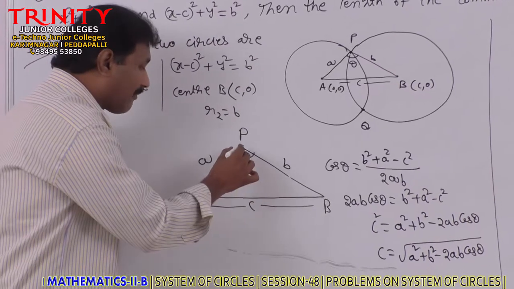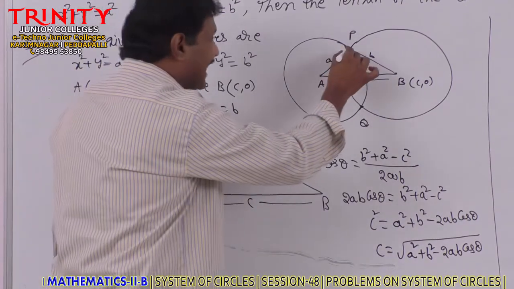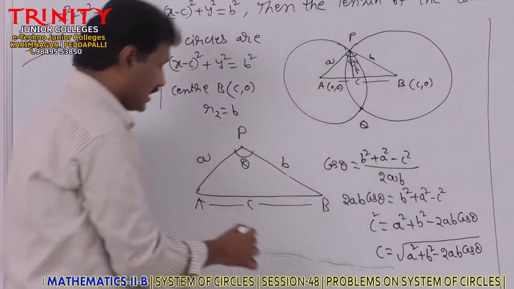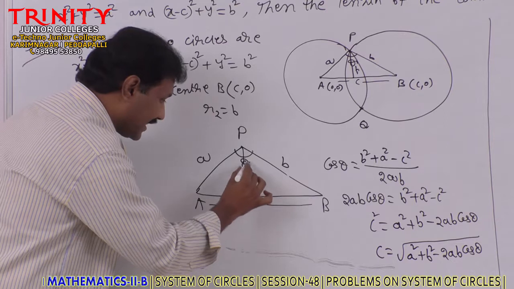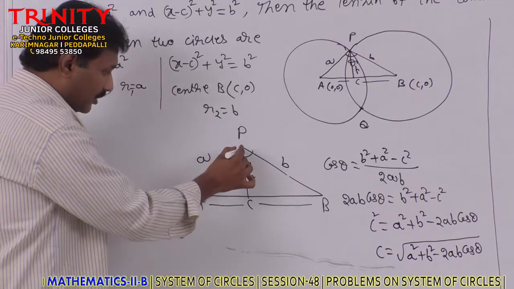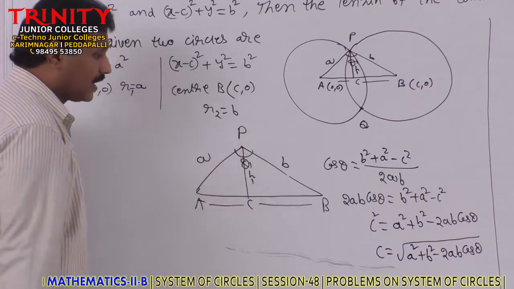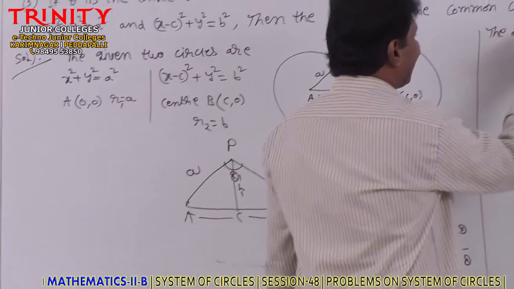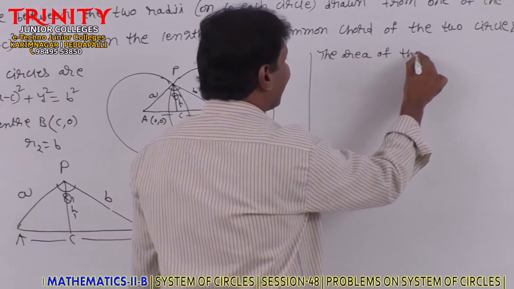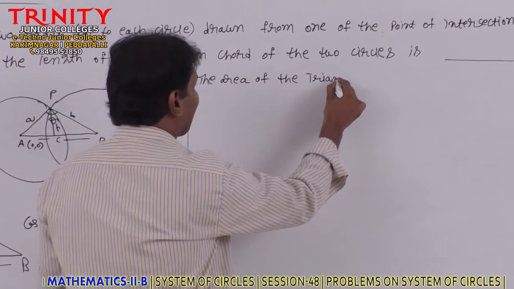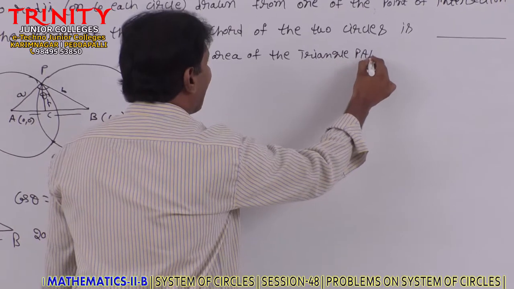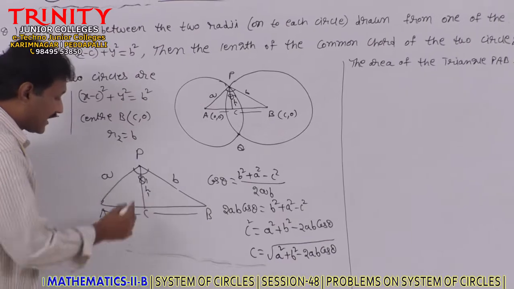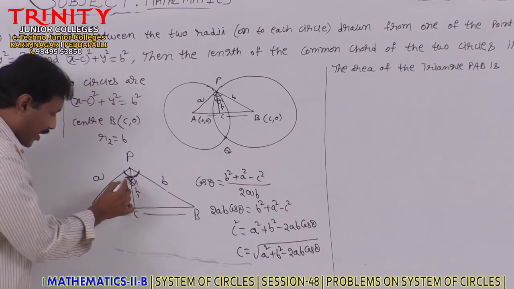In this case, we also find the length of the perpendicular distance from P to the segment AB, say H. This H is the foot of the perpendicular. The altitude in the triangle be H. Now the area of the triangle PAB.